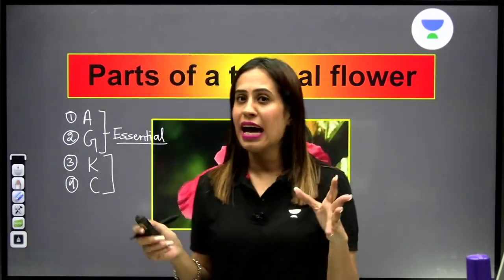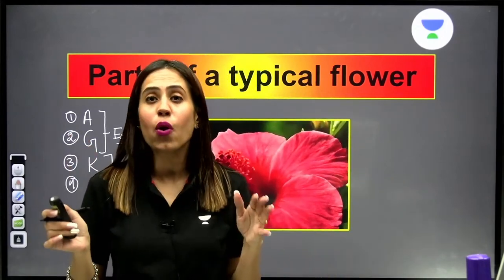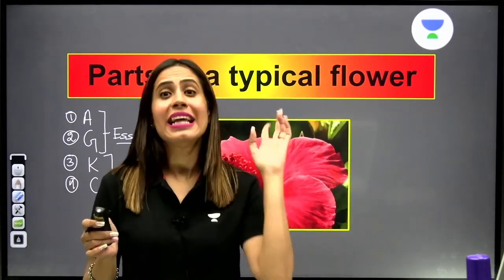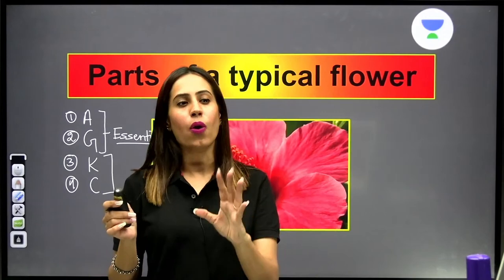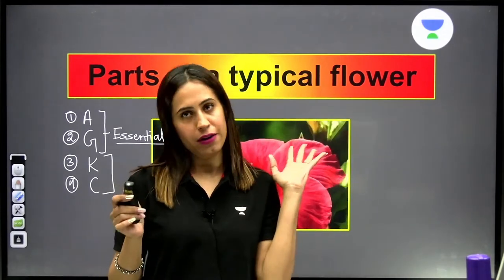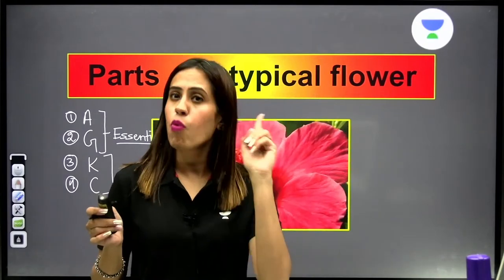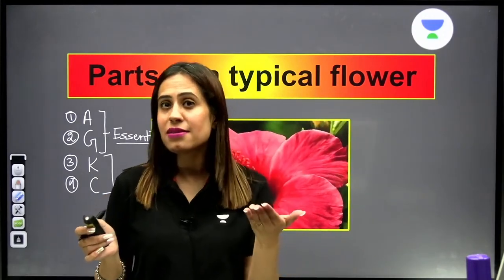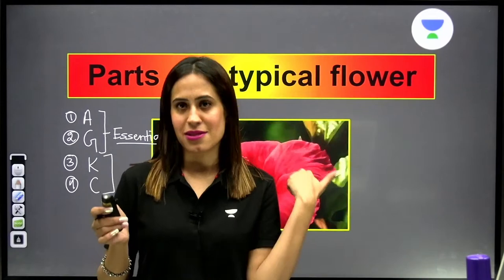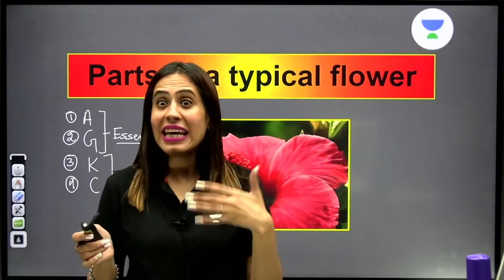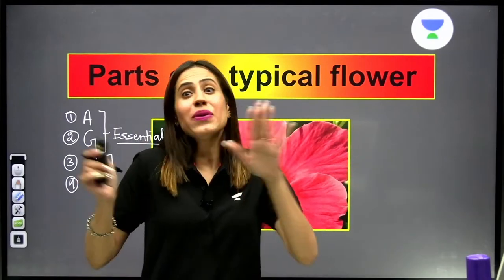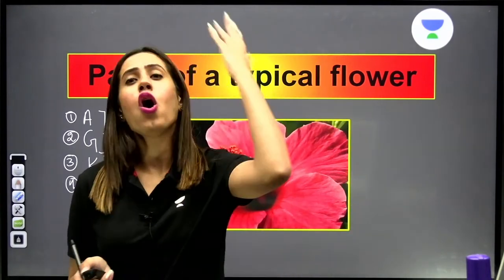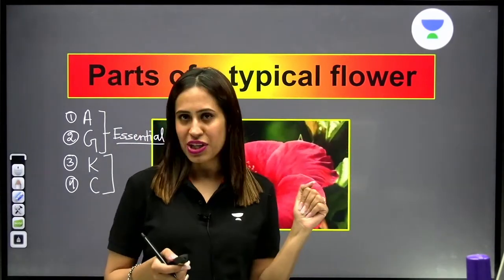And if the flower has all these four whorls, the flower is called a complete flower. And if any one of these whorls is missing, then that flower is called an incomplete flower. That means unisexual flowers will always be incomplete. Why? Because they'll have either androecium or gynoecium.